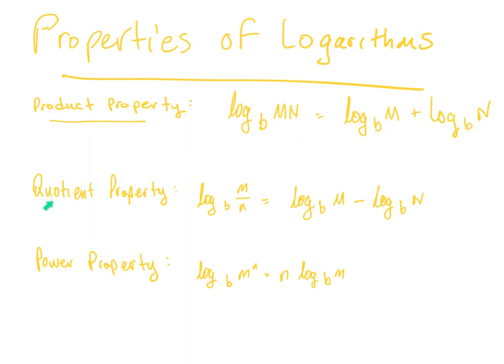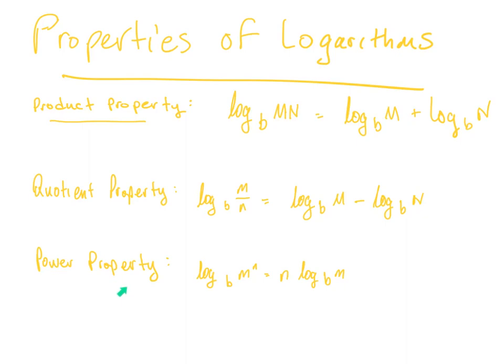Now, when we come over here for our quotient property, quotient is division, so we have the log of base b of m divided by n. And we know that when we are dividing like bases and exponents, we end up doing subtraction. So we end up seeing the same thing here for our logarithm properties. So again, the log of base b of m divided by n is going to equal the log of base b of m minus the log of base b of n.